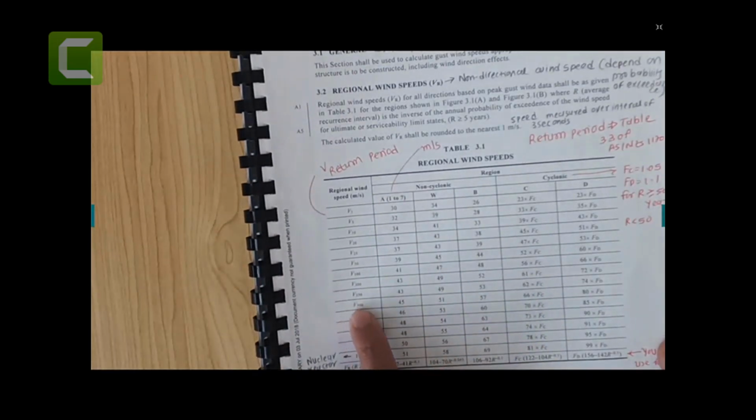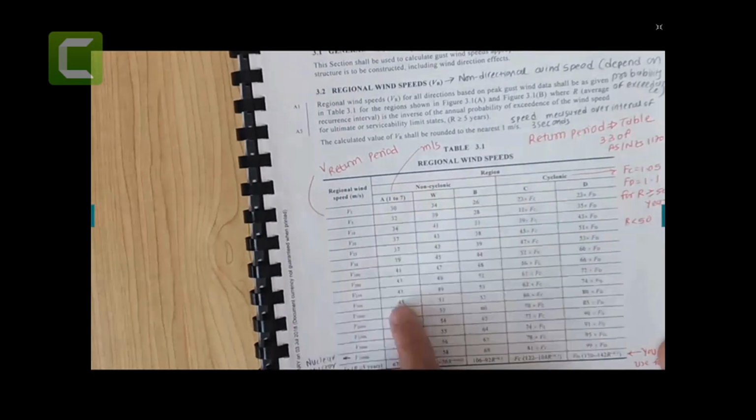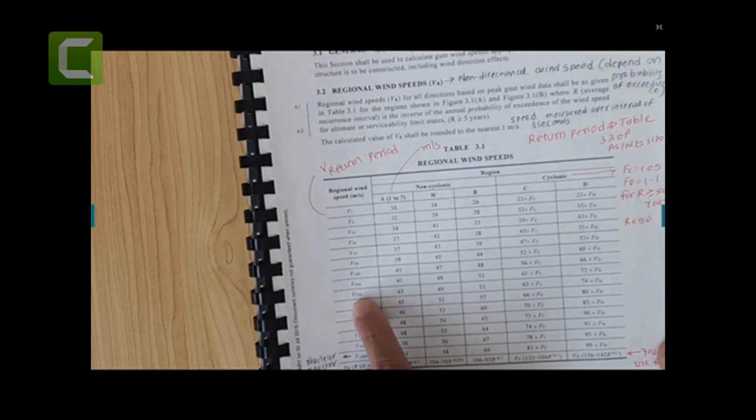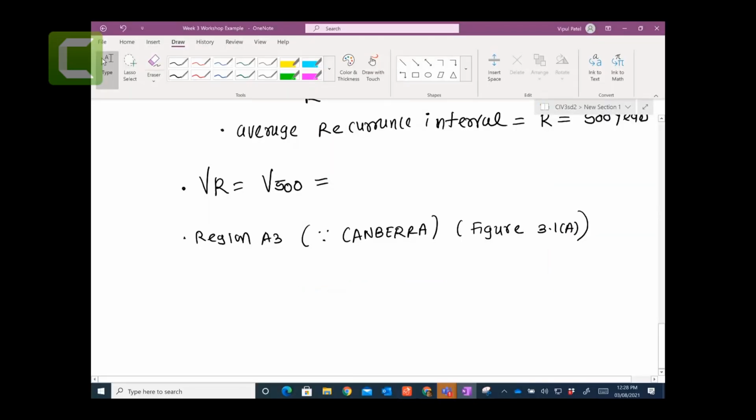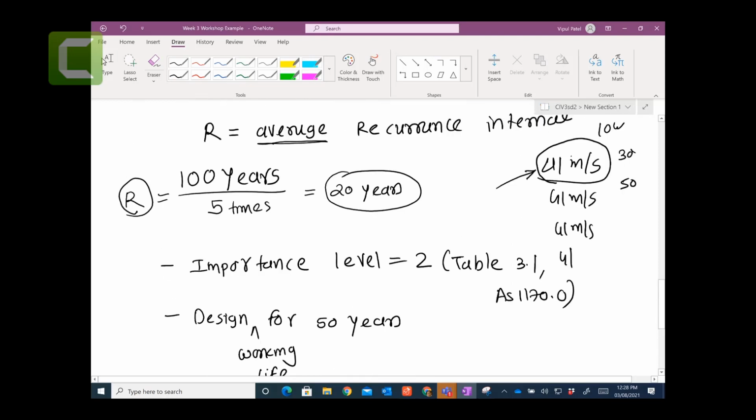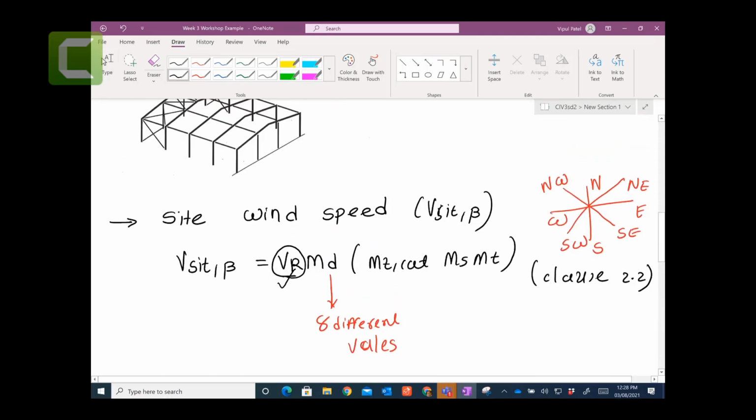We found V500. We have 45 meters per second. What does it mean? In region A3, there is a chance of 45 meters per second coming once in every 500 years. Okay, so that is the physical meaning of that one. V500 will be 45 meters per second. This one is coming from Table 3.1, right?